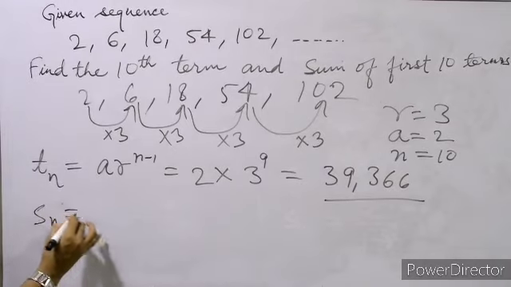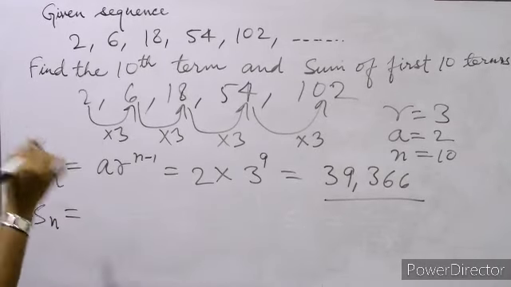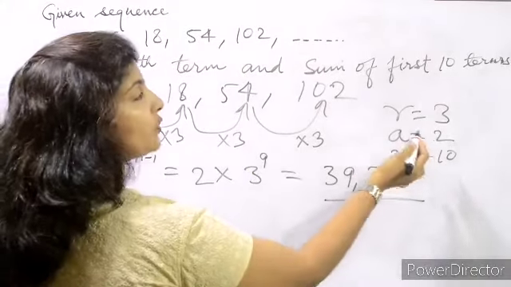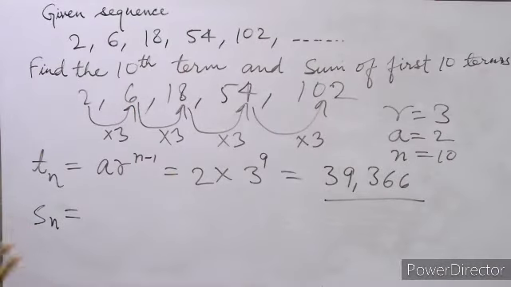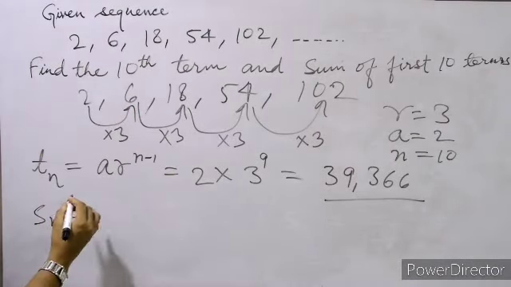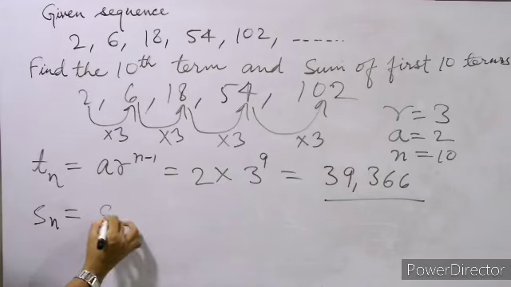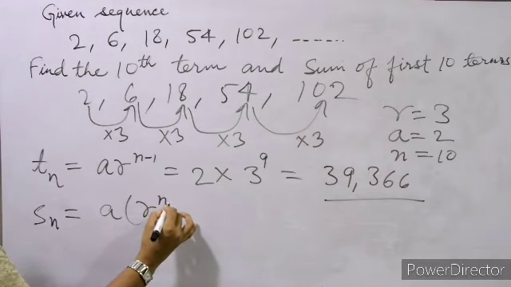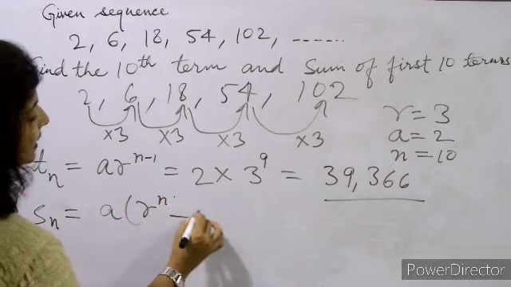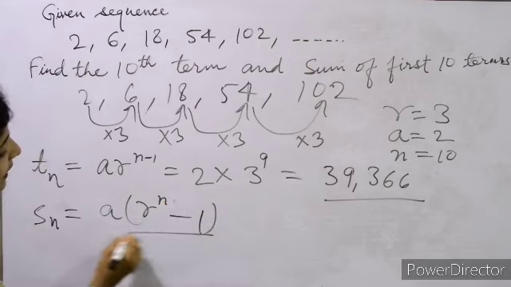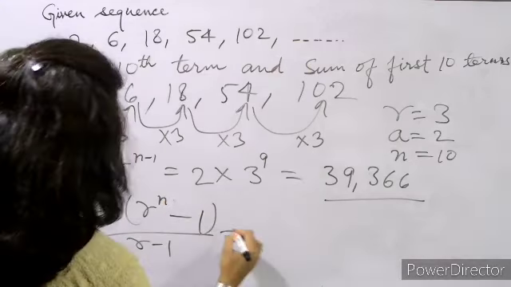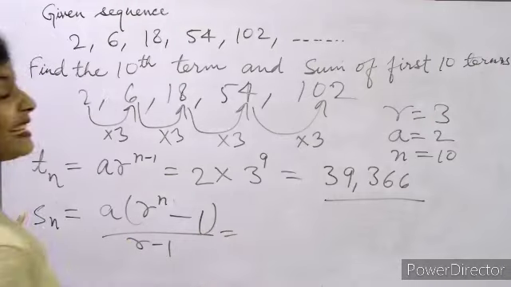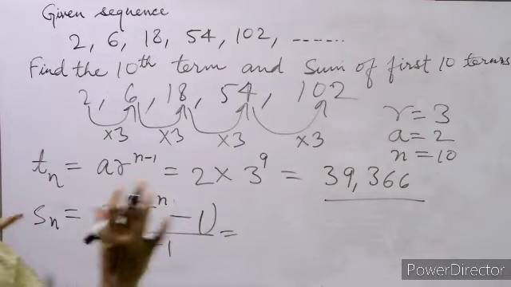So which formula will we use for Sn? Here the ratio is 3, so 3 is greater than 1. So it is greater than 1. In that case we have another formula, that is A into r to the power n minus 1, divided by r minus 1. So we have A given for S10. We have to find out the sum of the first 10 numbers.